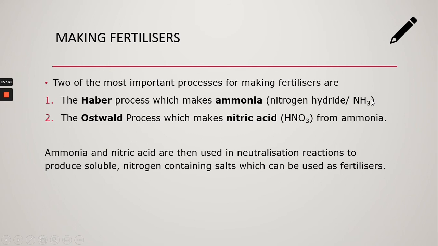So we're going to look at how we make these two chemicals, ammonia and nitric acid, and then we're going to look at how fertilisers are produced from these starting materials in neutralisation reactions. So we get these two starting materials and then we use them in neutralisation reactions to produce soluble nitrogen containing salts, which can be used as fertilisers. We wouldn't just put acid straight on to the crops, it wouldn't go down so well.